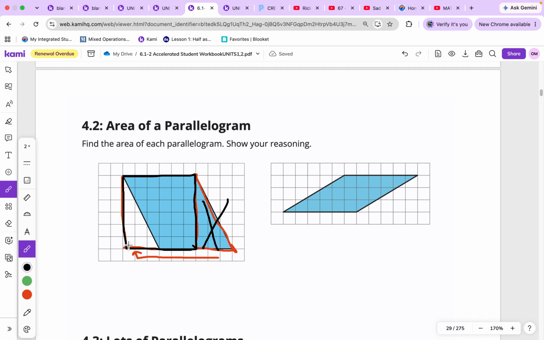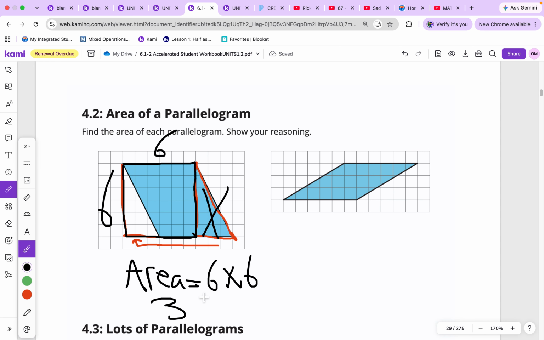If I use length times width, I get 1, 2, 3, 4, 5, 6. 1, 2, 3, 4, 5, 6. So this is actually a square. So area would equal length times width, which is 6 times 6. So it would be 36 units squared. Units squared. I can do the same thing on this one.